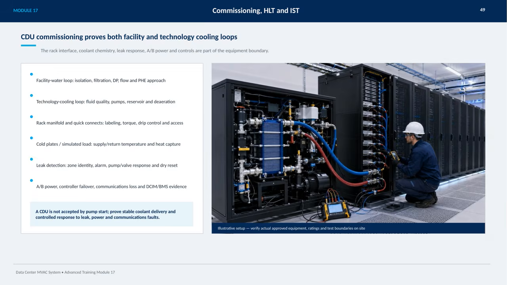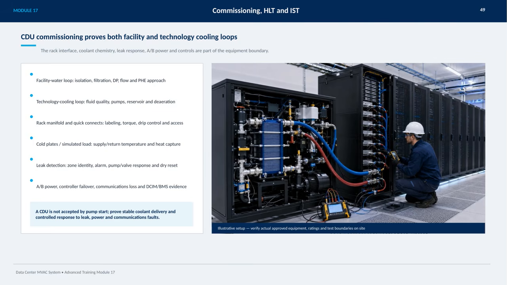On the technology cooling loop side, attention is given to fluid quality, pumps, the reservoir, and deaeration to maintain proper cooling performance. The rack manifold and quick connects require proper labeling, torque verification, drip control, and easy access for maintenance. For cold plates or simulated loads, we measure supply and return temperatures along with heat capture to validate cooling efficacy.